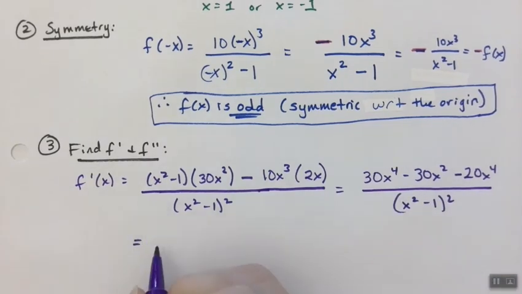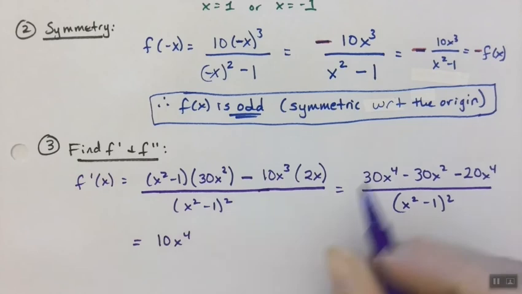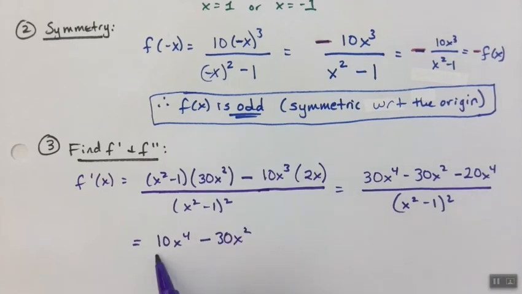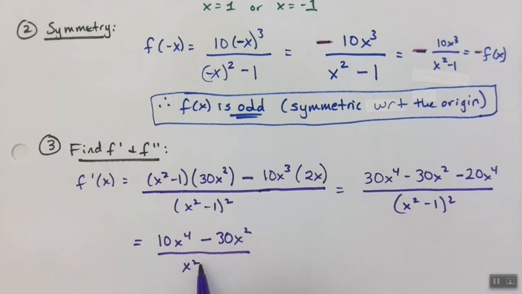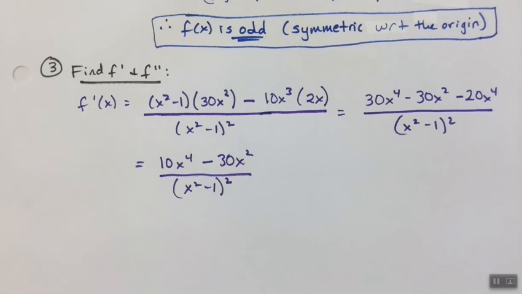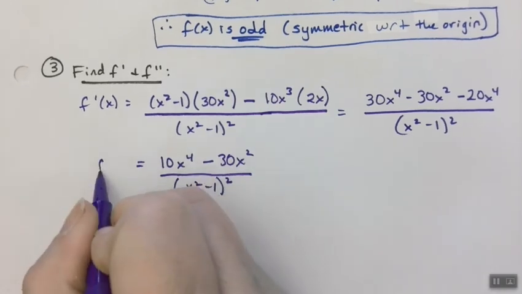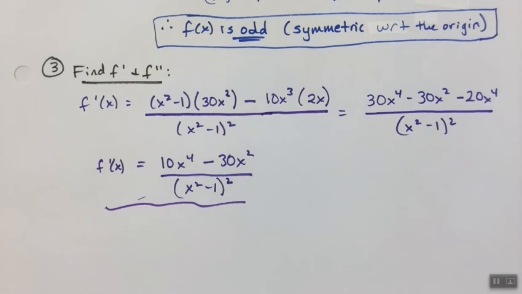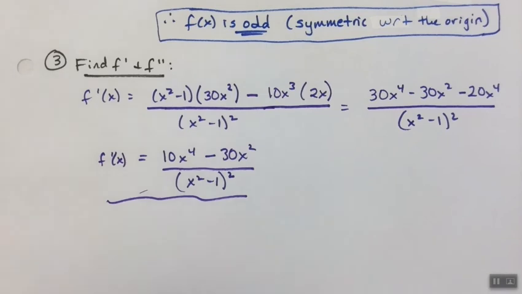And that would be 10x to the fourth, because these two are like terms. So 10x to the fourth minus 30x squared all over x squared take away 1 squared. All right, so then that's the first derivative, right, f prime of x. You could factor 10x squared out if you really wanted to, but there's no need because it doesn't really do anything for you. All right, then let's find the second derivative.